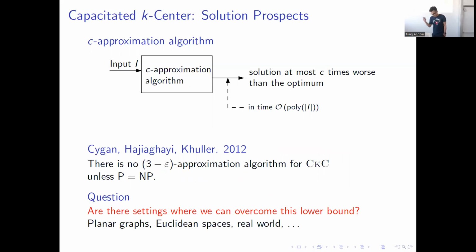But I'm a very greedy person, and I really want the PTAS, right? So what can we do? We can restrict our set of inputs. So the question is, is there some setting where I can overcome this 3 minus epsilon approximation lower bound, which is realistic, such as planar graphs, Euclidean spaces, or real world, whatever that means, and so on.